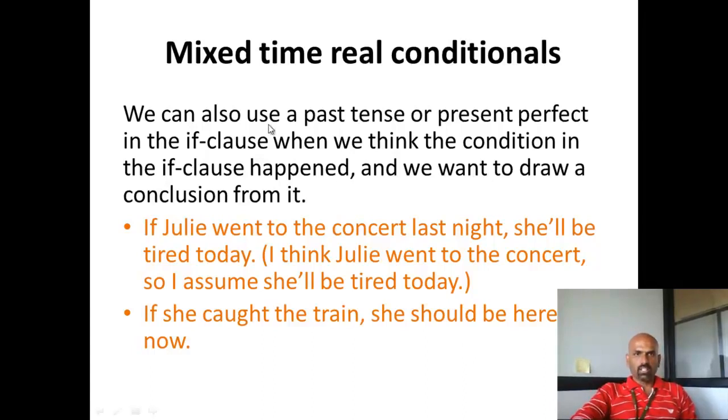The explanation. We can also use a past tense or a present perfect in the if clause when we think the condition in the if clause happened, that's very important, and we want to draw a conclusion from it. The action happened; we want to draw a conclusion from that. We can use it in such a way. Julie went to the concert last night, so she'll be tired today. If she caught the train, she should be here now.